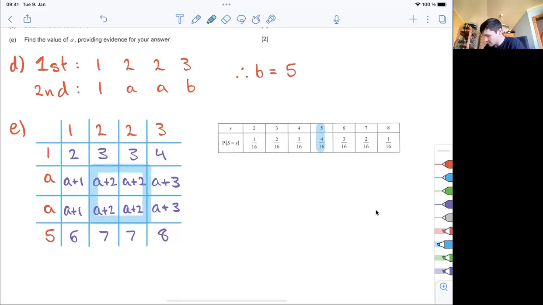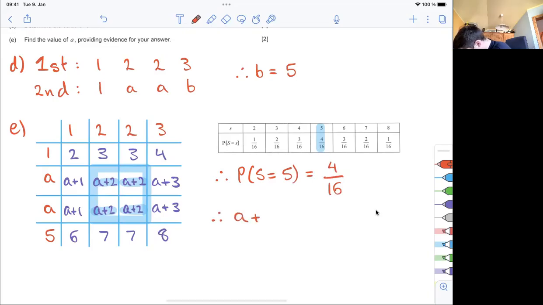Let's highlight all the individual terms as well. These terms here have to add up to 5, so if the probability that S is equal to 5 is equal to 4 over 16, then A plus 2 will have to equal 5, because that's the only one we have with 4 possibilities. And so we can say, therefore, A is equal to 3. And that is the answer to part E.